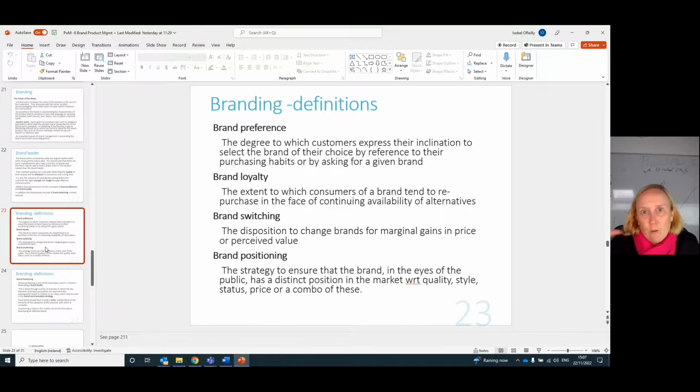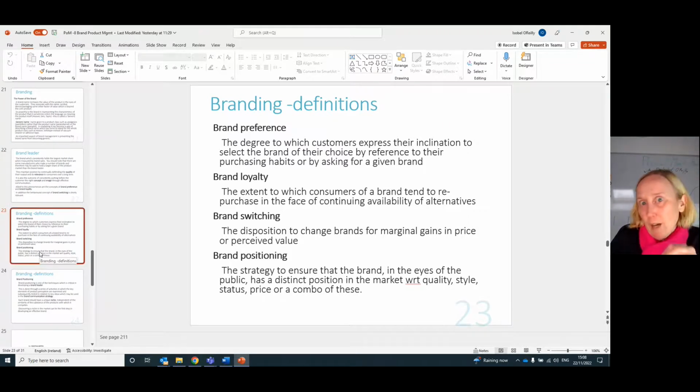So different kinds of offers grab their attention and they'll go for that. And brand positioning, this is our positioning strategy in the mind of the customer. STP, it's the P of STP, segmentation, targeting, and positioning. The strategy to ensure that the brand in the eyes of the public has a distinct position in the market with respect to quality, style, status, or a combination of these. So it's the position in the market, in the eyes of the customer, in the mind of the customer.